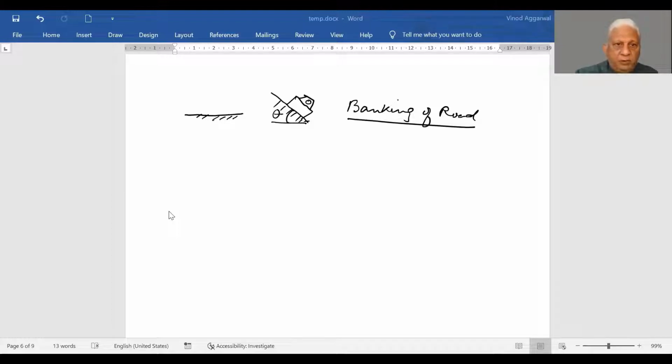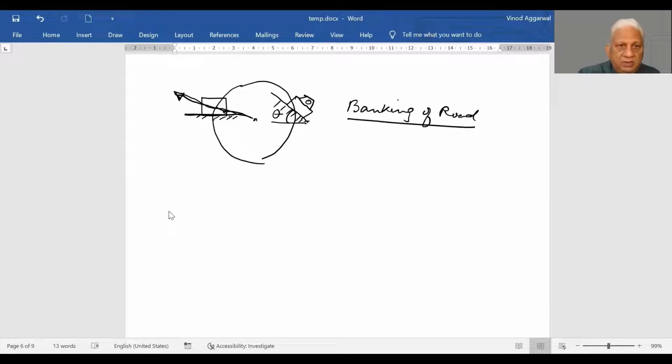If you are going on a flat road, and you are going on a circular path, and the road is absolutely flat, what happens is, due to centrifugal force, a force will act on you to push you outwards. For a while, this outward force is countered by the friction of your tires and the road, and you don't slip.